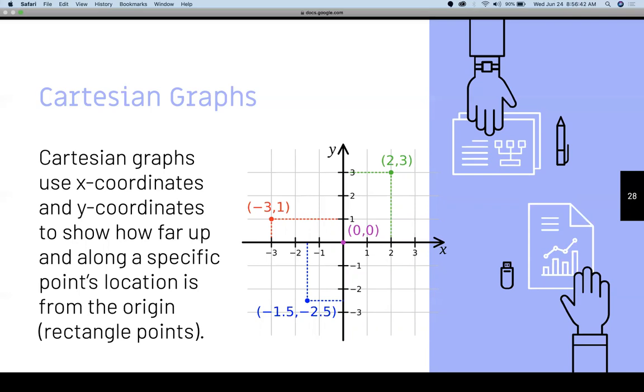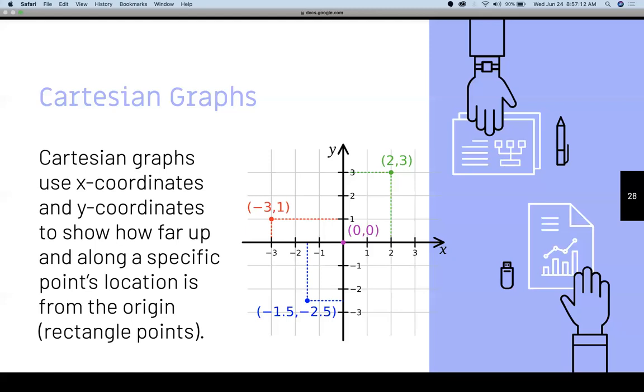Right. So if we say (2, 3) with parentheses, that means we're going 2 out to the right and 3 up. That first x coordinate, if it's positive, we go to the right. If it's negative, we go to the left. And if that second point is positive, we go up. And if it's negative, we go down. And we can see those different points.